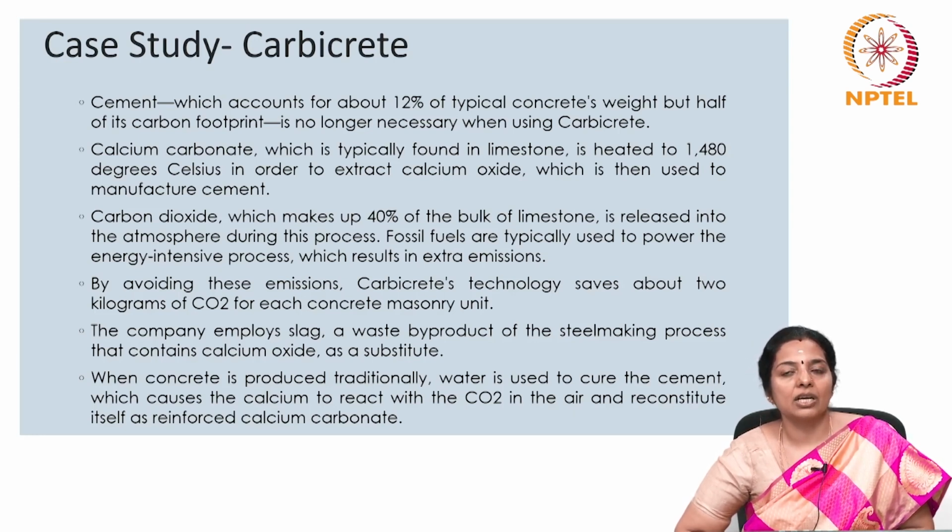Calcium carbonate, which is typically found in limestone, is heated to 1480 degrees Celsius in order to extract calcium oxide, which is then used in the manufacturing of cement. Carbon dioxide, which makes up 40% of the bulk of limestone, is released into the atmosphere during this process. Fossil fuels are typically used to power the energy-intensive processes, which results in extra emissions. By avoiding these emissions, Carbicrete's technology saves about 2 kilograms of carbon dioxide for each concrete masonry unit.